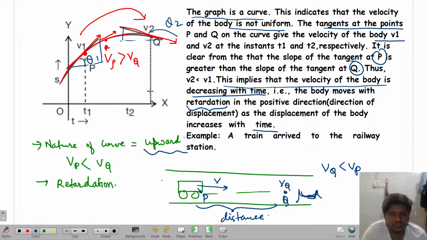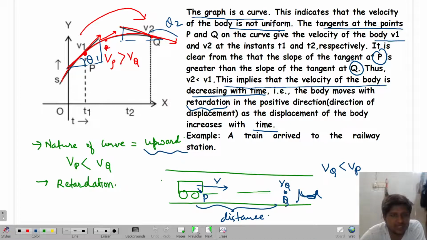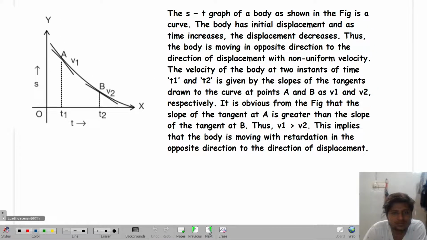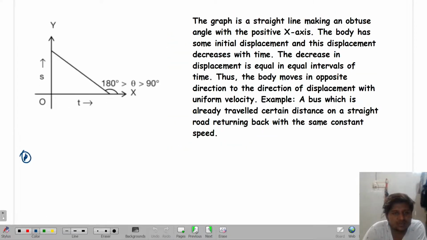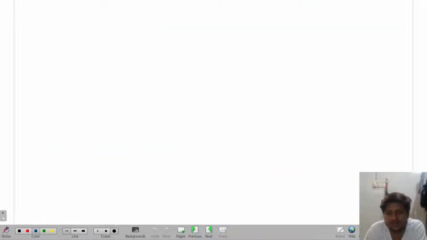Now, just try to understand what retardation is. Retardation means the velocity is decreasing. That's all you need to know. Now, similar case, if I consider, try to understand what is happening with the body. Let's suppose I have a road. First, before that, all of these are now retardation cases. Three cases are still there, 1, 2, and 3 of the displacement time graph, but I need to discuss this concept of acceleration and retardation.